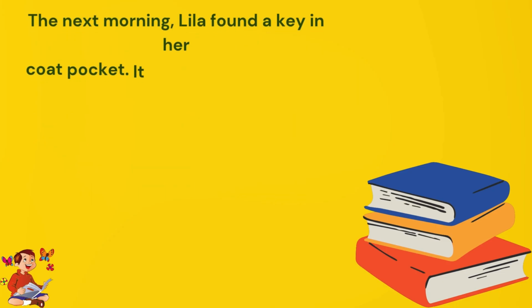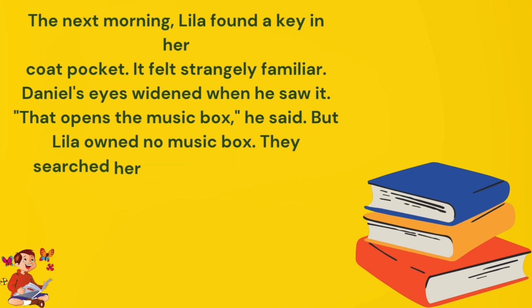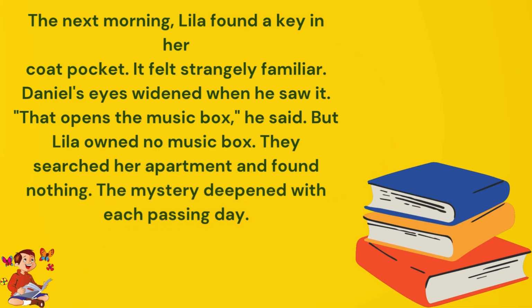The next morning, Lila found a key in her coat pocket. It felt strangely familiar. Daniel's eyes widened when he saw it. "That opens the music box," he said. But Lila owned no music box. They searched her apartment and found nothing. The mystery deepened with each passing day.